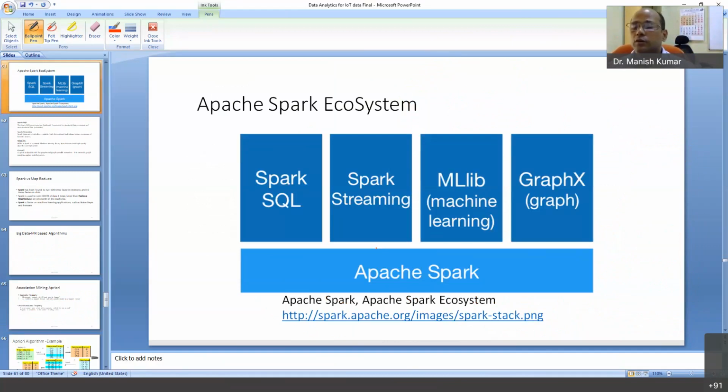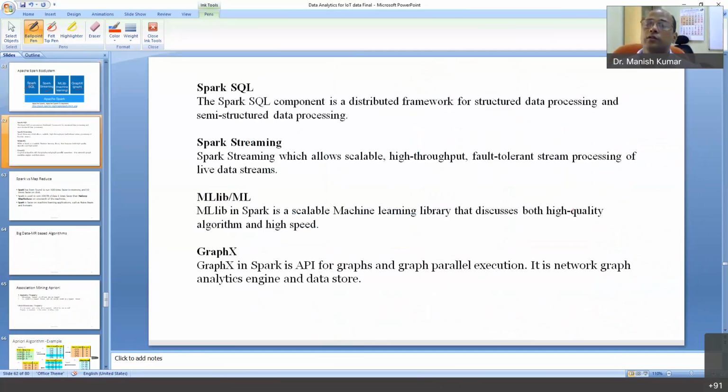This is what these are the components of Spark, where you do Spark SQL, then Spark Streaming, then the machine learning library, then we have GraphX. If you look at this, Spark SQL is a distributed framework which does structured data processing and semi-structured data processing.